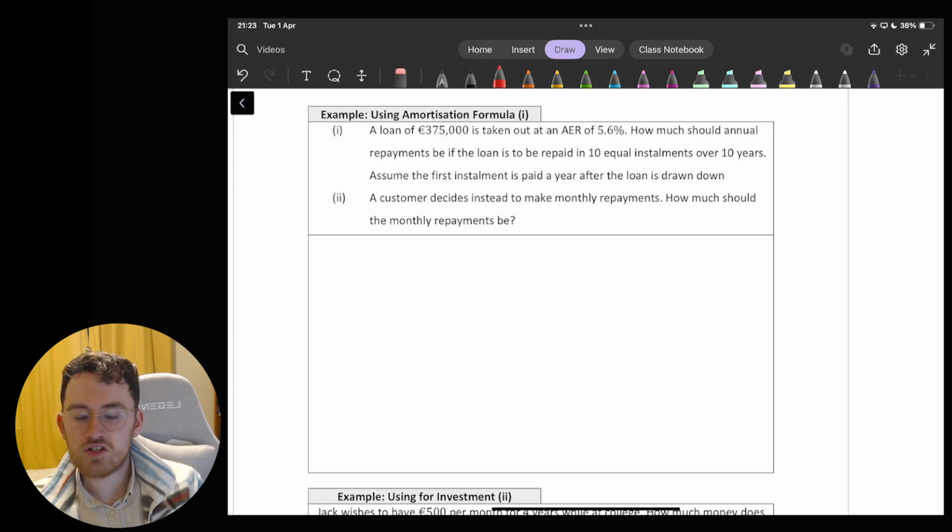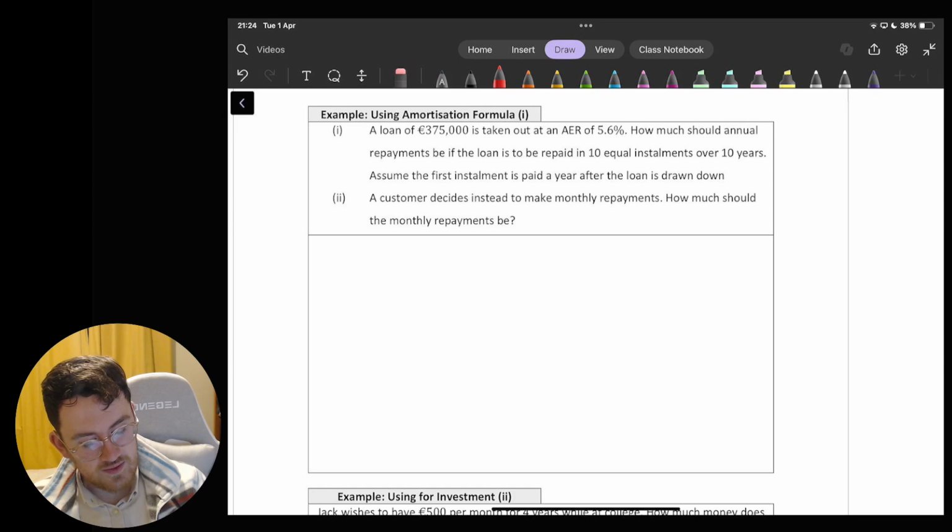If you're not directed to do the series, you could be directed to do it, so you should know both, but in the absence of any direction, you're kind of free to use whichever. And sometimes people like this one in terms of calculating the repayments or the overall value of the loan or mortgage. So here a loan of 375,000 is taken out at an interest rate of 5.6% per annum. How much should annual repayments be?